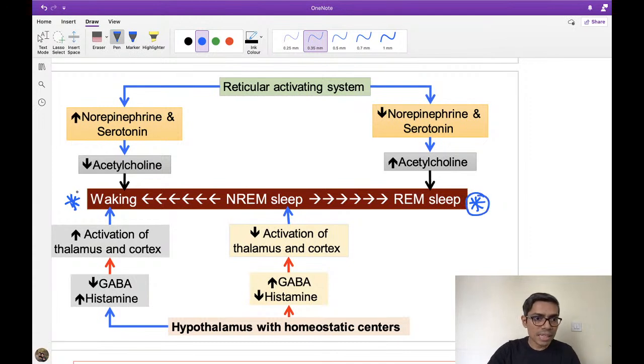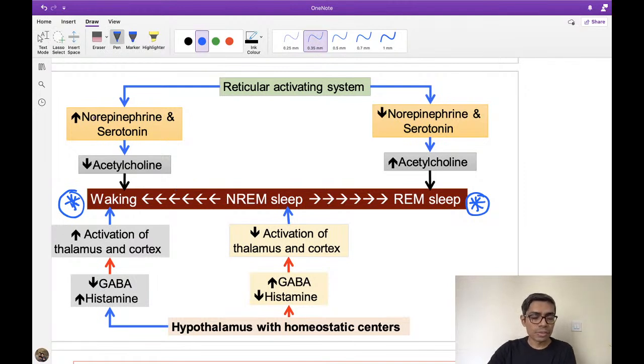Okay, what do you mean by that? It means when your norepinephrine and serotonin level is high, the reticular system is not in the thalamus. I told you the reticular system consists of various nuclei which are below the thalamus. The nuclei that I have shown, the locus coeruleus, this raphe magnus, and there are multiple other nuclei also. They are part of the reticular activating system, and they are giving stimulation to the thalamus. They are not in the thalamus, right?